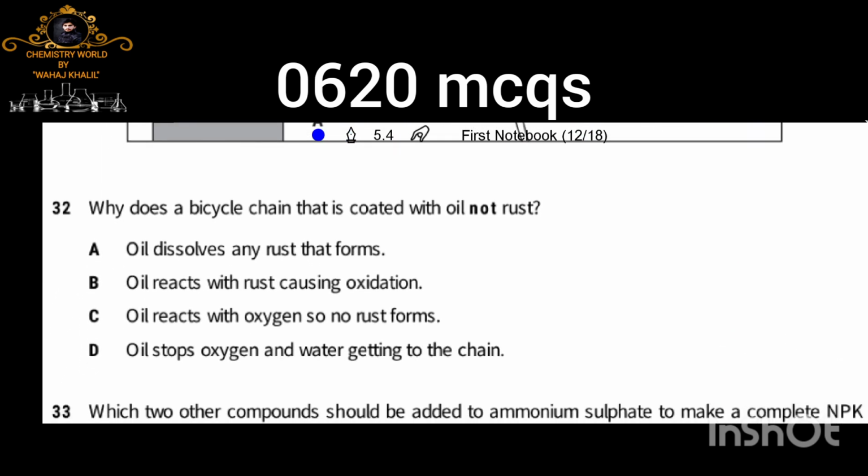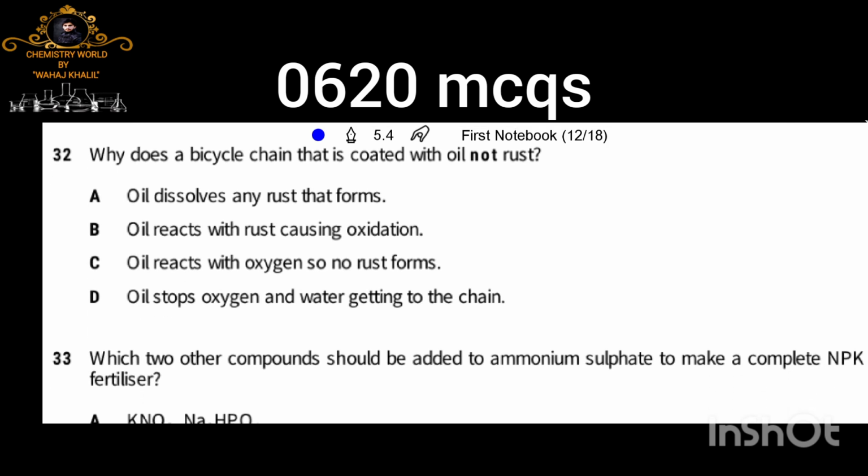MCQ number 32. Why does a bicycle chain that is coated with oil not rust? Option A, oil dissolves any rust that forms? Option B, oil reacts with rust causing oxidation. Option C, oil reacts with oxygen so no rust forms. We know that oil can't react with oxygen. So option D, oil stops oxygen and water getting to the chain. So it is the right one. Option D.